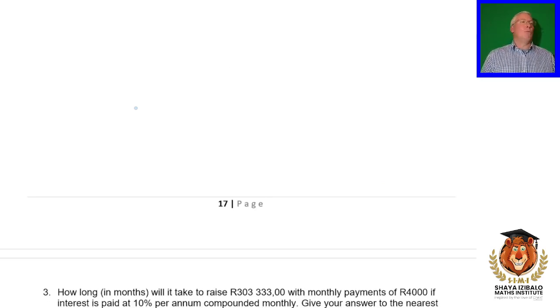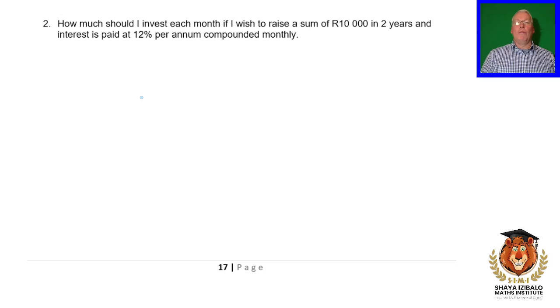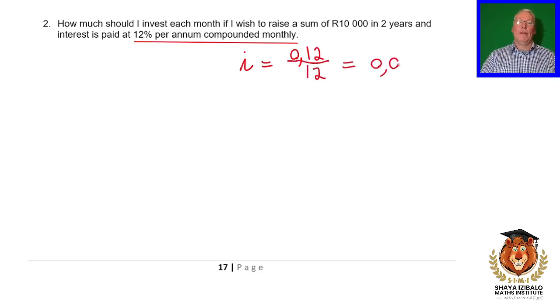Okay. Then the next one. How much should we invest each month if we wish to raise a sum of 10,000 Rand in 2 years with interest at 12% per annum compounded monthly? Okay, now as soon as I see 12% per annum compounded monthly, I actually know that my I is going to be 1%. It's actually going to be 0.12, that's 12%, divided by 12.